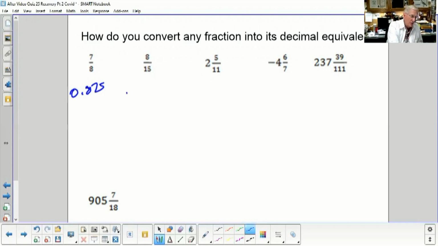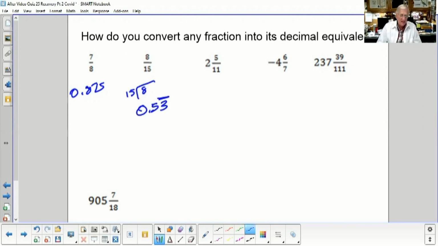8/15, of course, you know you divide 15 into 8, or on your calculator, the 8 goes in first, obviously, right? So 8 divided by 15 yields for us 0.53 with a bar over the 3. The 3's repeat forever. So that's a nice repeater.